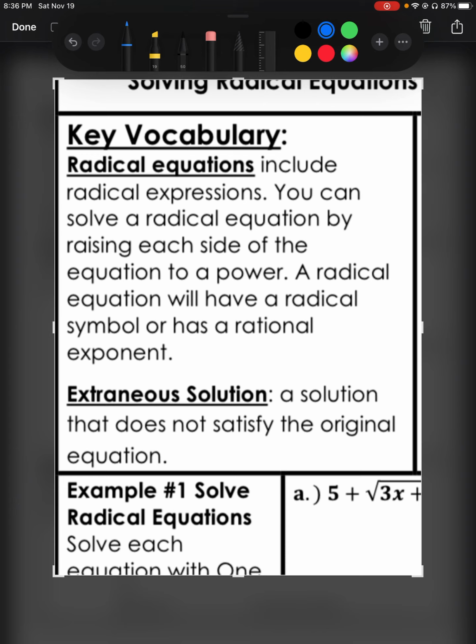An extraneous solution is when you end up with a solution that doesn't truly satisfy the equation. So that's why it's so important that when we solve these, that we plug our answers back into the equation to verify them.